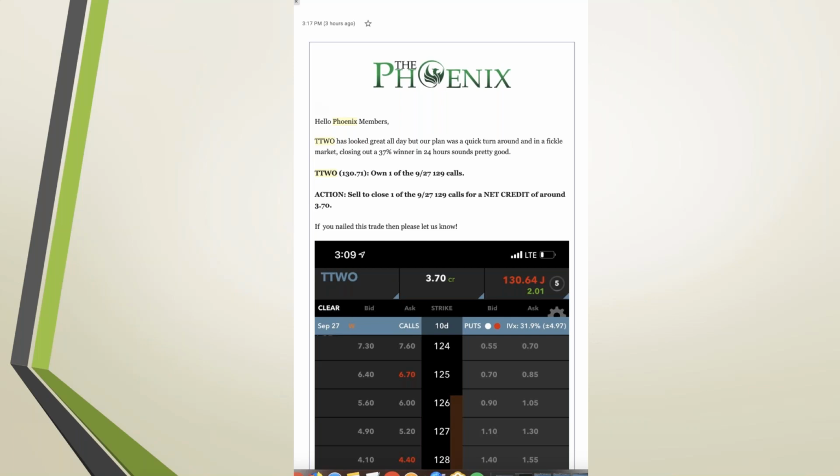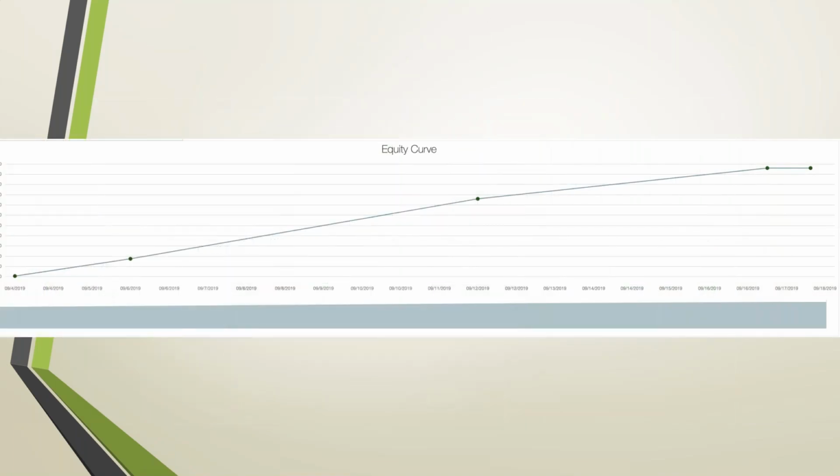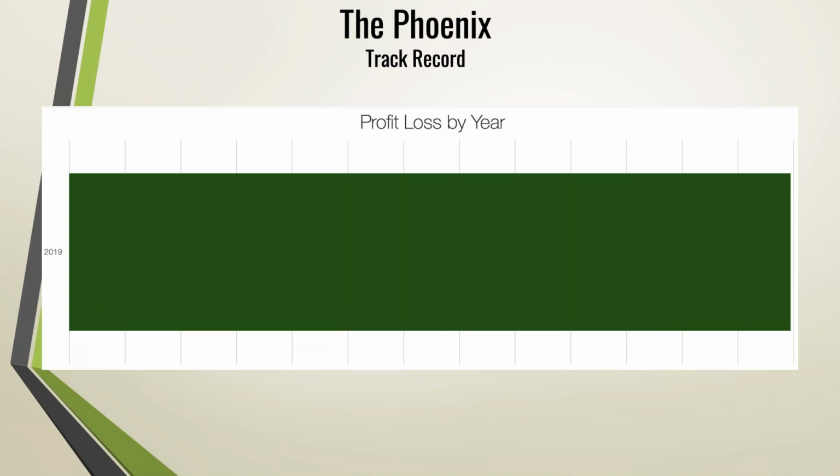Since we brought back the Phoenix letter, it always had a winning track record the initial time around, but since we brought back the Phoenix letter, this is how it's done. Hasn't had a losing month. It's up for the whole year. This is the equity curve. It's been everything that we could ask for and more.